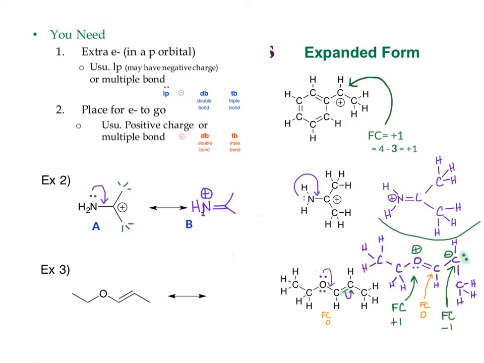So now that we've got the structure, let's go ahead and convert that to line bond form. So I'm going to do that over here on the left. Go ahead and pause the video and try that. Hopefully you got a structure that looks like this.